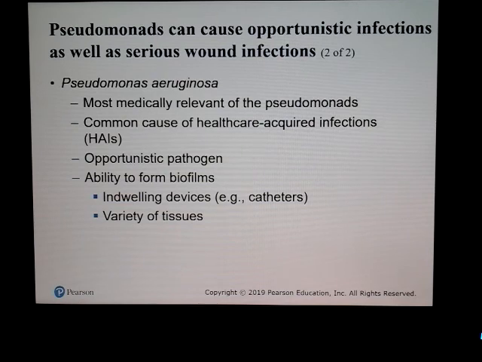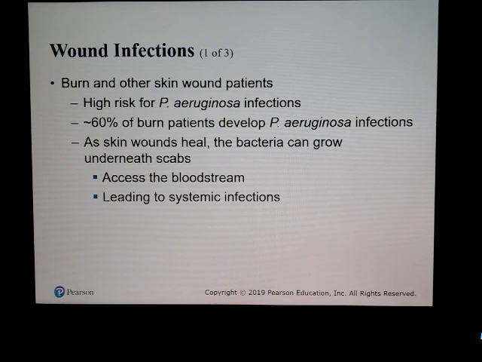Now, right now with Pseudomonas, it does cause a lot of hospital-acquired infections. It's opportunistic, so if for whatever reason you are immunosuppressed, this shows up a lot in people who have some kind of immunocompromisation, and in cystic fibrosis patients as well. It forms biofilms. It can be found in indwelling devices. This is fairly common in cystic fibrosis patients, where you sometimes see a biofilm with Pseudomonas and Staph aureus. So again, about 60% of burn patients will develop Pseudomonas aeruginosa infection.